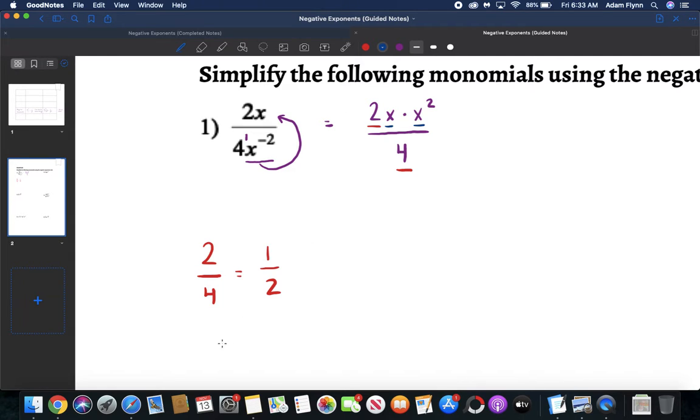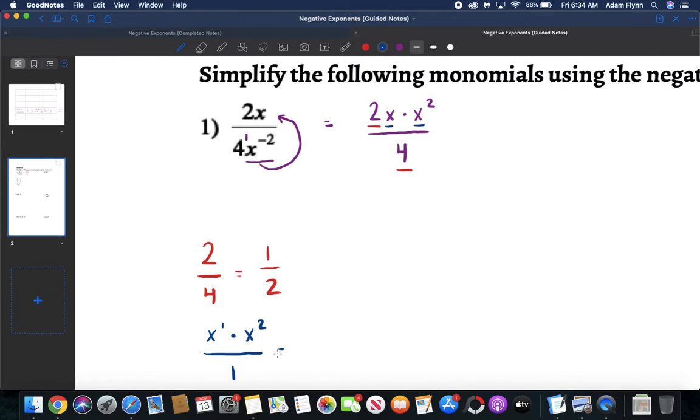Okay, so I have x times x squared upstairs, which is the same thing as x to the first times x squared. And because I have a fraction here, I'm going to put a 1 underneath. I don't have any x's down bottom, so I need a placeholder, so I'm going to put a positive 1.